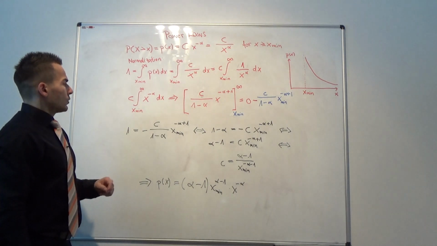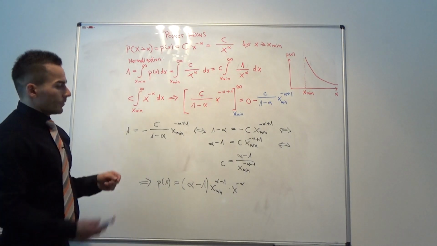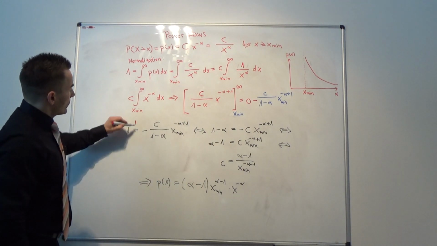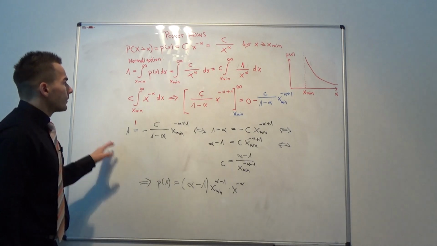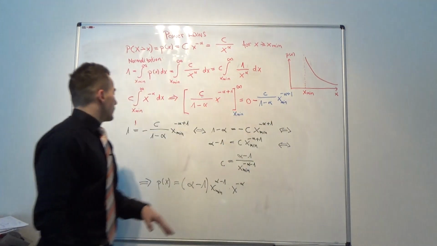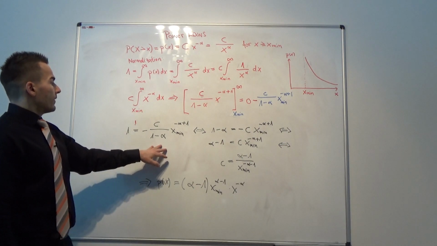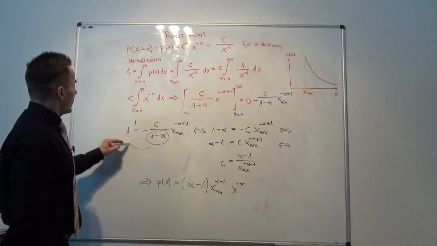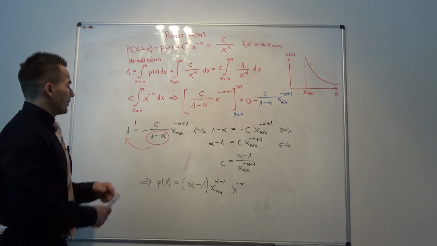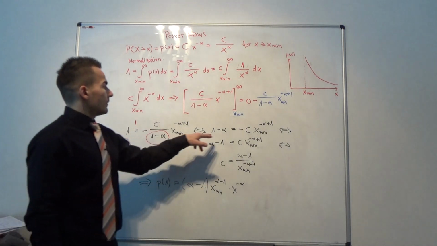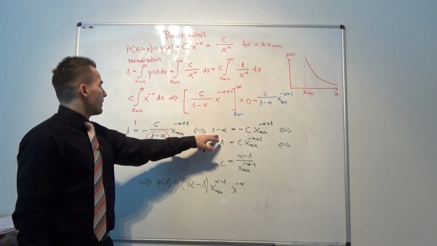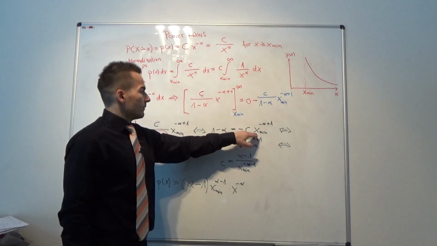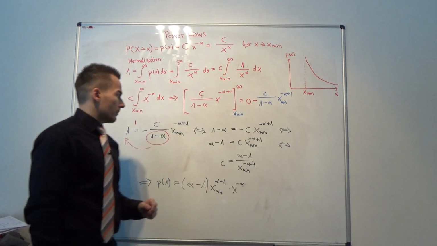So again, what do we have to do? Because we want to perform the normalization, we have to put this expression equal to 1. What we can do now is move this term to the other side. We multiply both sides of the equation by 1 minus alpha. Then we have 1 minus alpha on the left-hand side, and what remains is minus c times our x minimum value to the power of minus alpha plus 1.